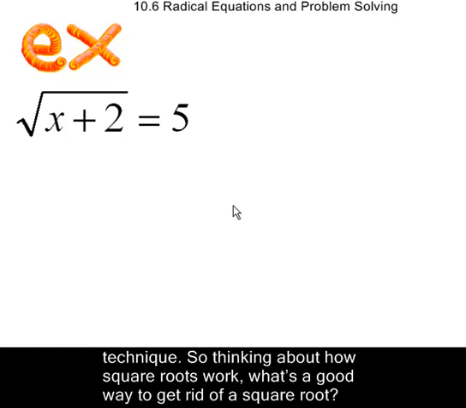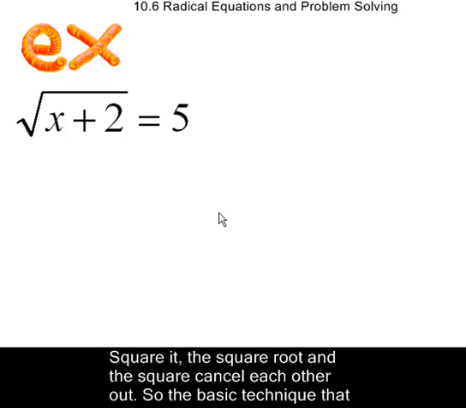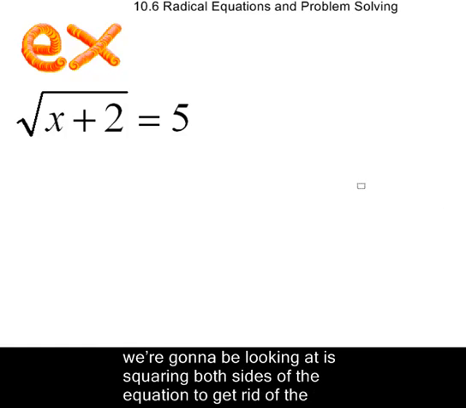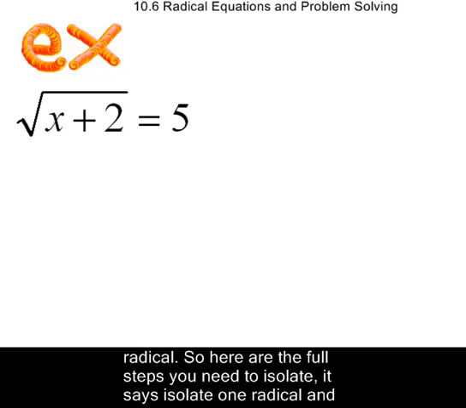So, thinking about how square roots work, what's a good way to get rid of a square root? Square it, right? The square root and the square cancel each other out. So the basic technique that we're going to be looking at is squaring both sides of the equation to get rid of the radical. So here are the full steps.